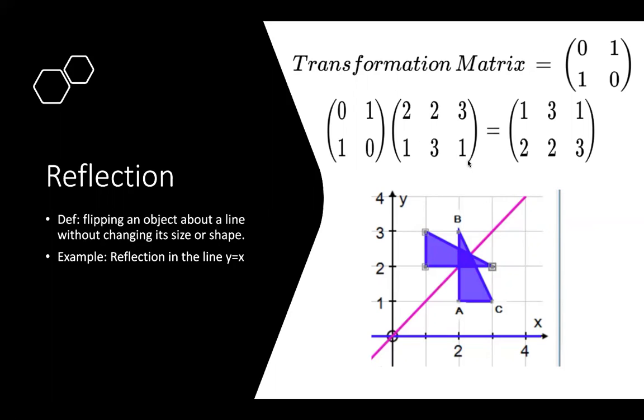And also this rotates it about 90 degrees, as we can see here, not 90 degrees, through the y equals x axis. And then we can see that the shape is still the same, the size is still the same, everything is the same except it is just reflected through y equals x.